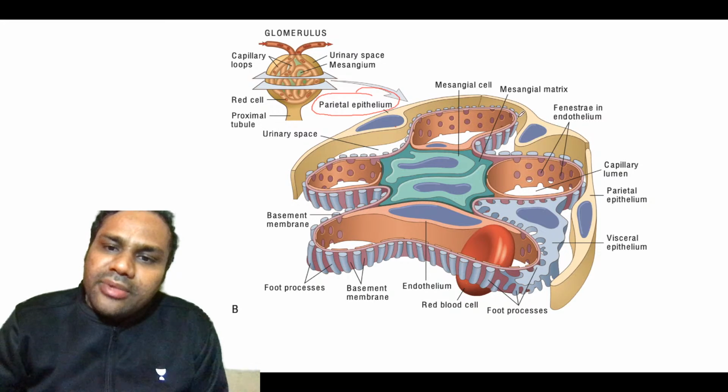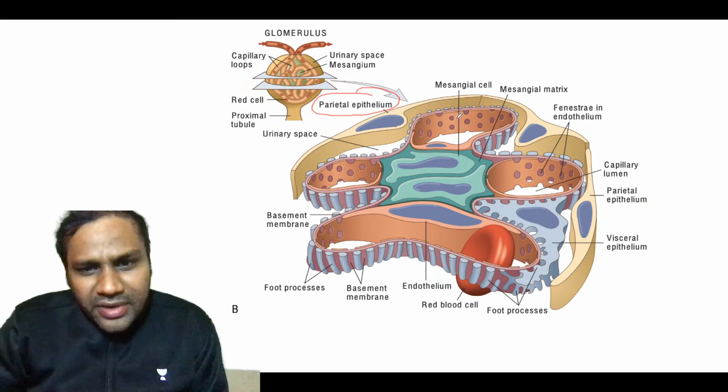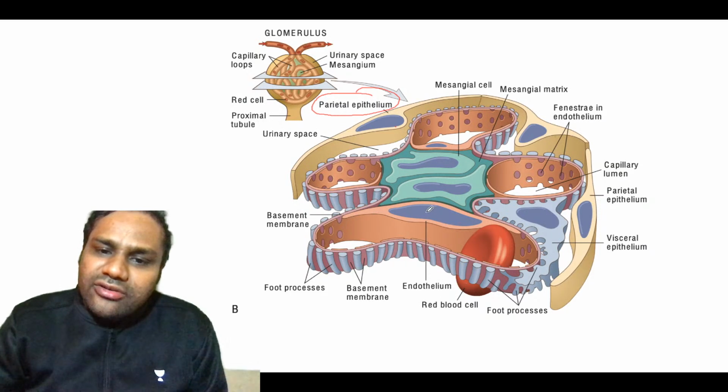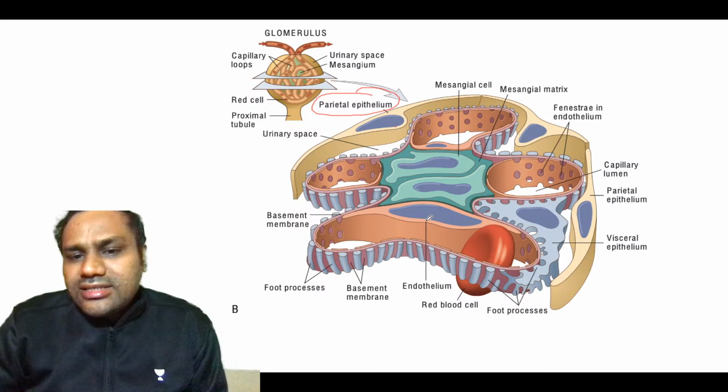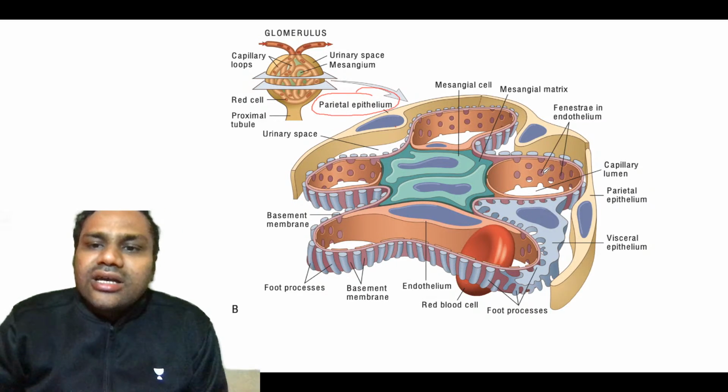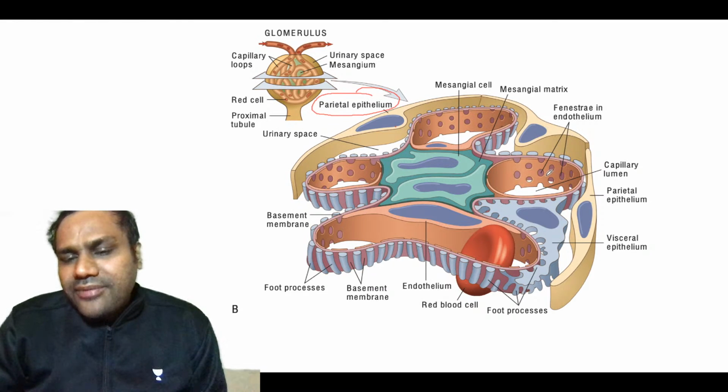This is the basement membrane of the capillary lumen, and the capillary lumen has endothelial cells. These are the endothelial cells, and these endothelial cells are fenestrated. So these are all the fenestrated endothelium.